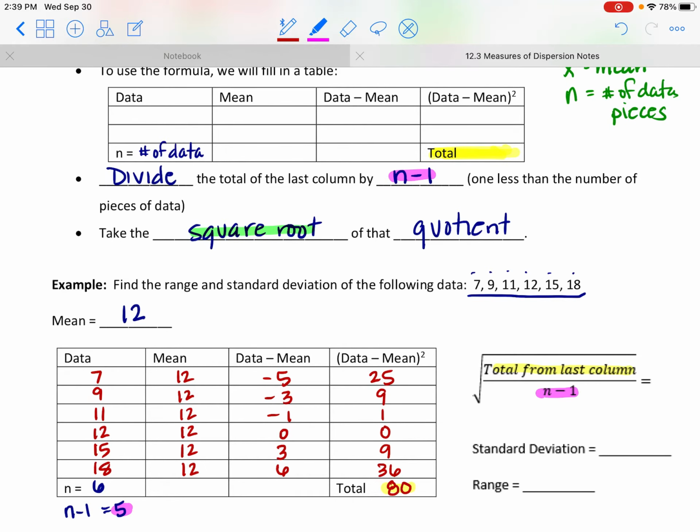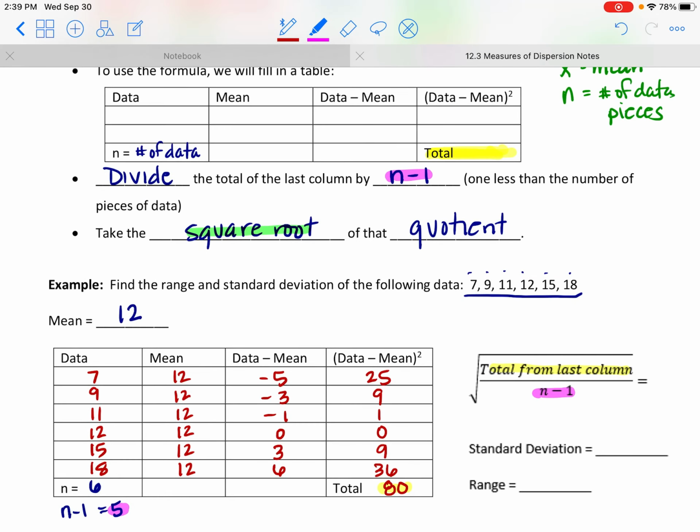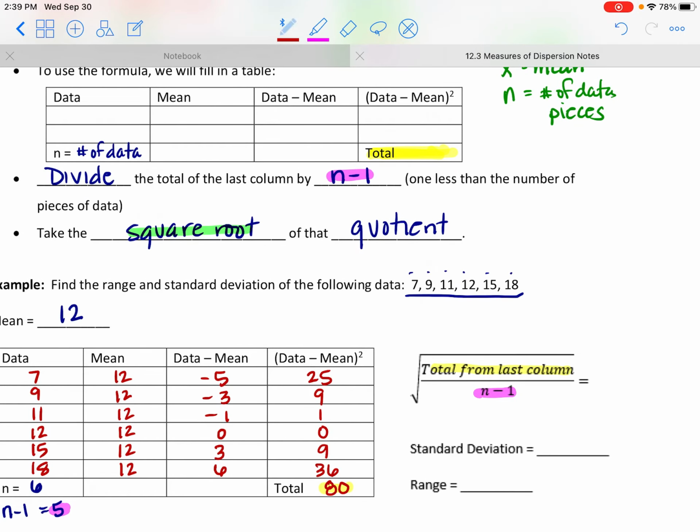And then we have to square root that. So we're looking at the square root of 80 over 5. And 80 divided by 5 happens to be 16, and the square root of 16 is 4. So our standard deviation is 4. That means on average, these numbers deviate by 4 units from the mean. So there's an average distance of 4 from the mean for every one of these data pieces. So that's one of the measures we need.